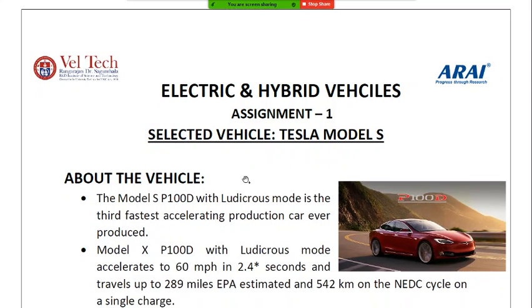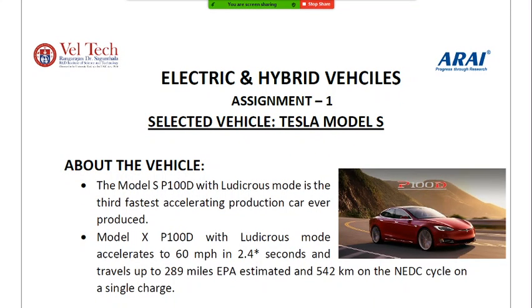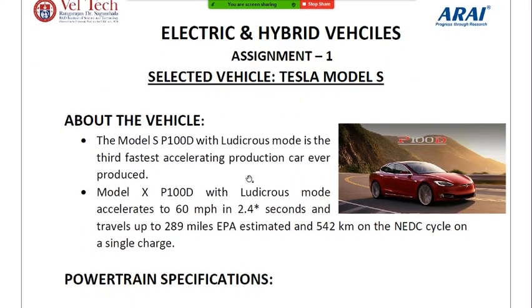Tesla Model S ranges up to 289 miles EPA, and it is an estimated range of around 542 kilometers in the normal NEDC cycle at a single charge.